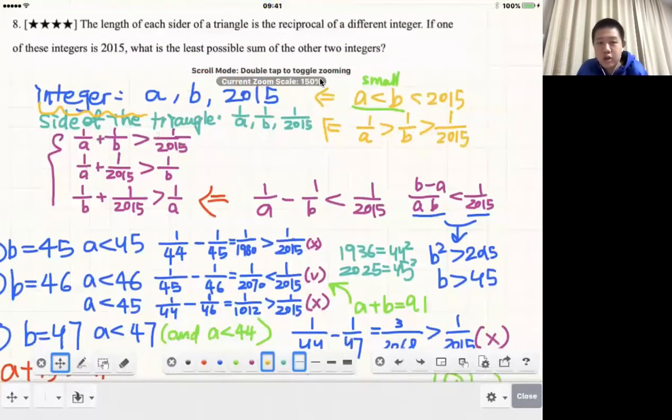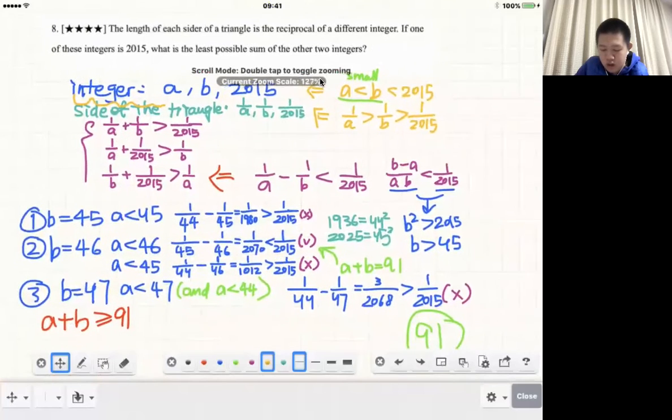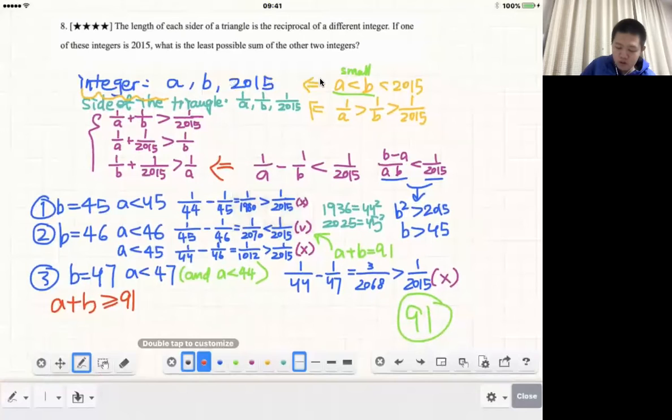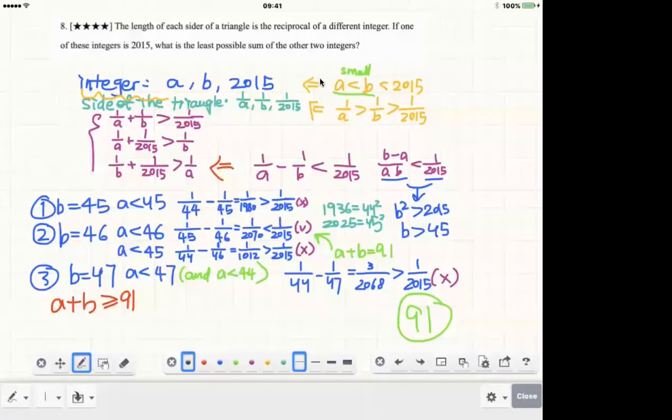Question 8 explores a little bit about triangles and their certain properties. For this one, it gives that you have three integers and one is 2015. So fairly assumption that it is a question from 2015. And when you have that, you could just assume that you have two other numbers. Well, something weird just happened.